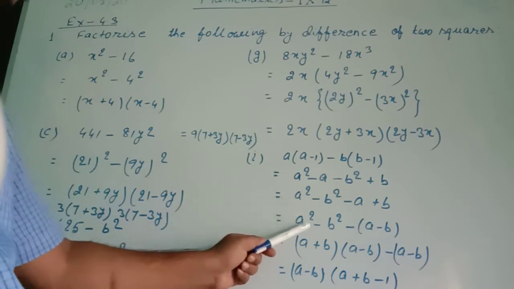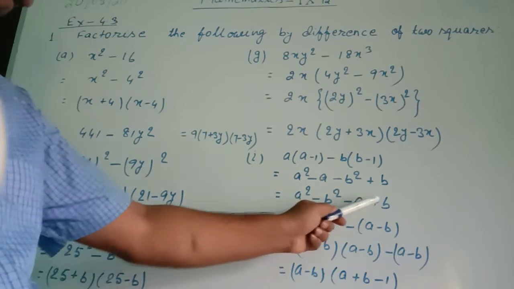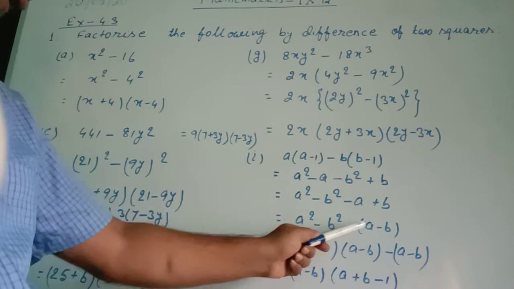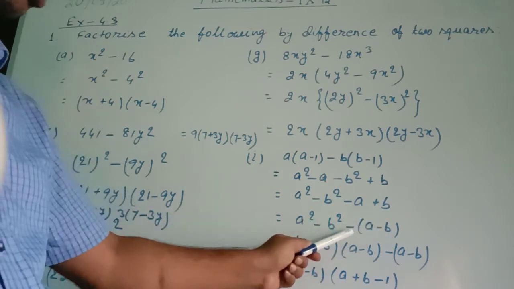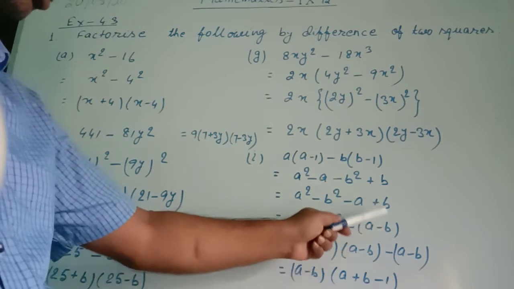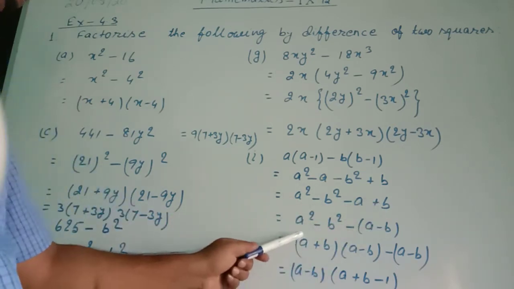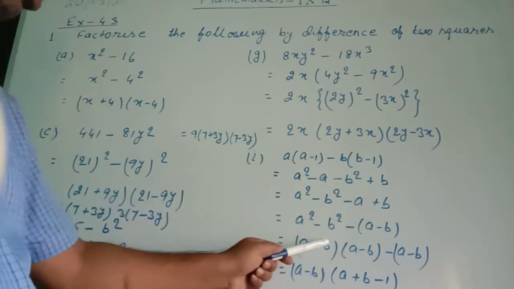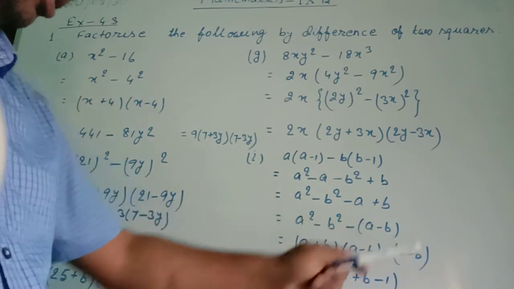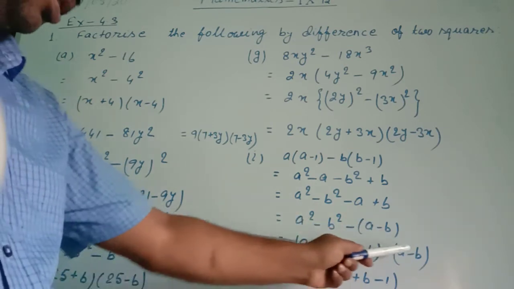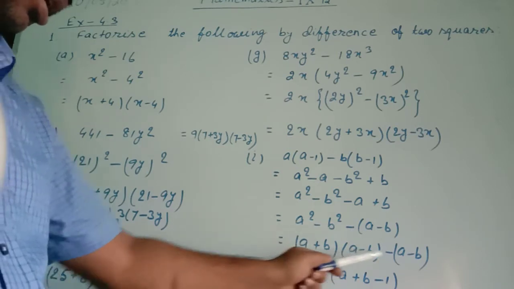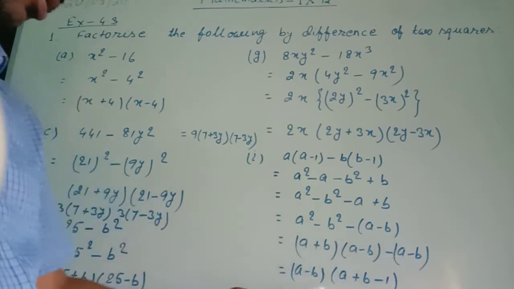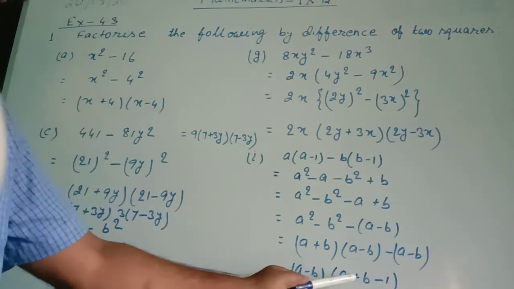I wrote these together, a square minus b square, and these two together, minus a plus b. I carried this same a square minus b square, and from these two terms I took minus common. So inside the bracket a minus b will be written. Now this is a plus b into a minus b, and this is already a minus b. Now a minus b, this term will be taken common. In the bracket what is left? A plus b, at this place minus 1. So the answer became a minus b into a plus b minus 1.